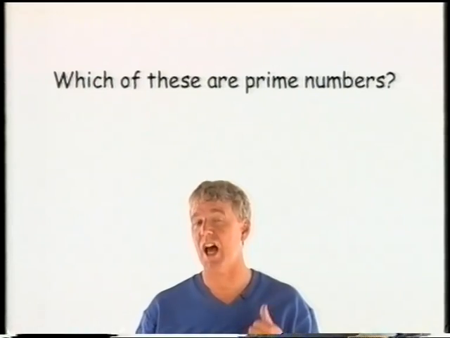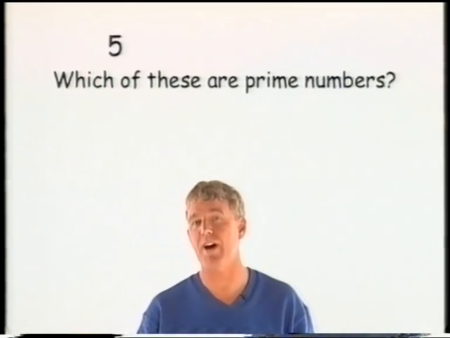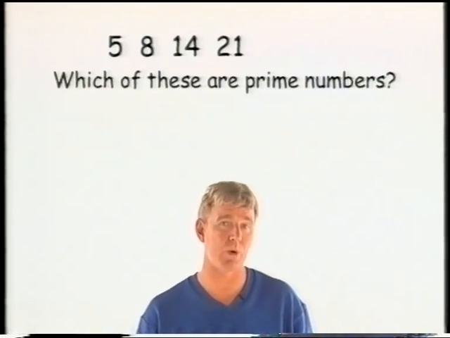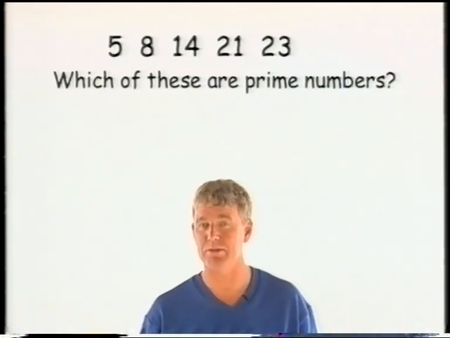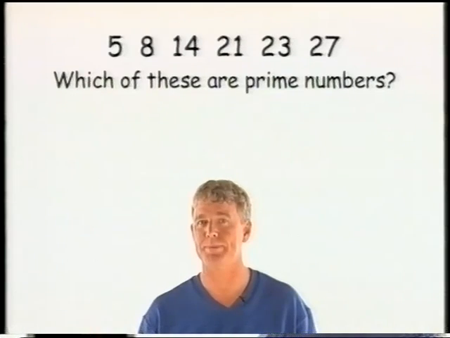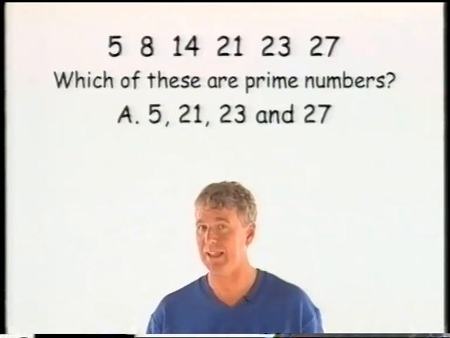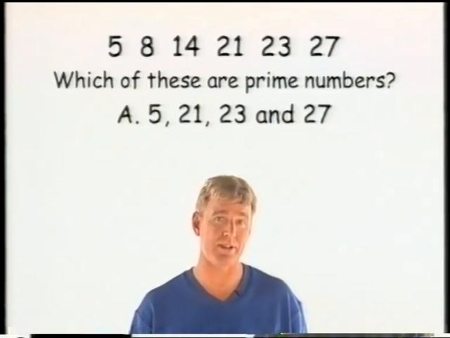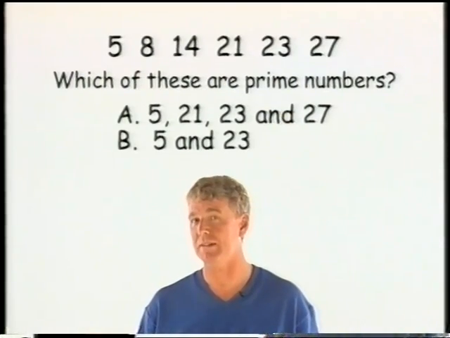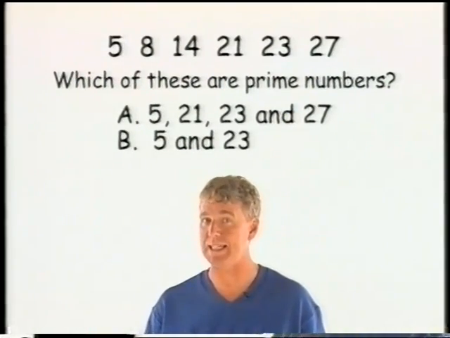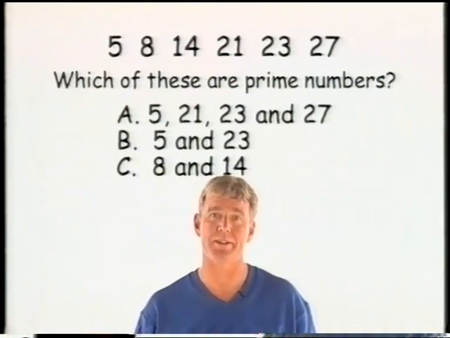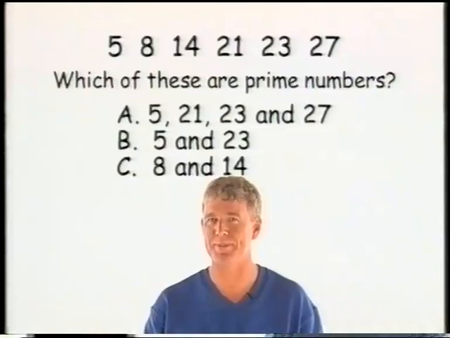Which of these are prime numbers? 5, 8, 14, 21, 23, 27. Which of these are prime numbers? A, 5, 21, 23 and 27. B, 5 and 23. Or C, 8 and 14. What's your answer?